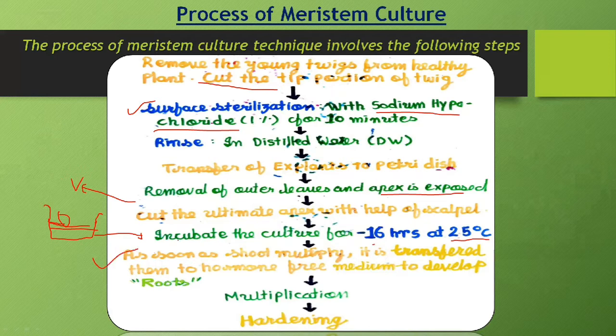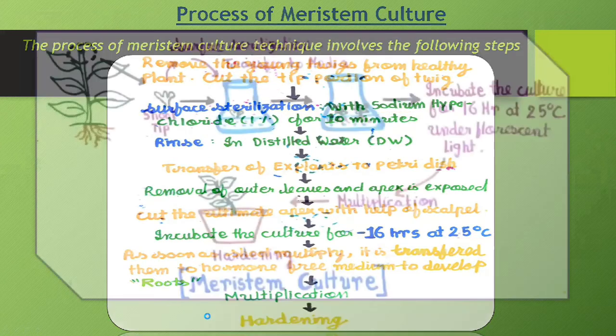After some time, they will develop long shoots without roots. When this stage is seen in the plant, they are quickly transferred to hormone-free medium to develop roots. Once the root is formed, the multiplication stage occurs and plantlets are multiplied. The last stage, hardening and field trial, is done, and finally we get virus-free plantlets from meristem culture.